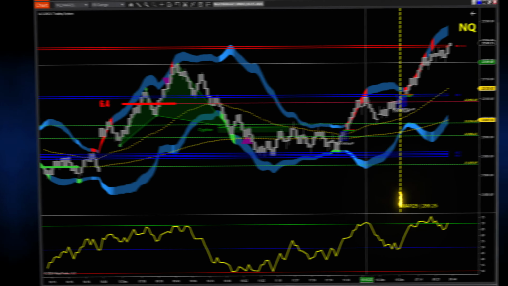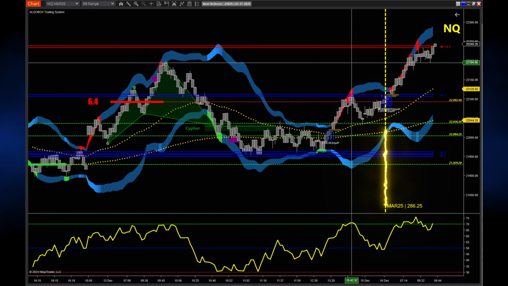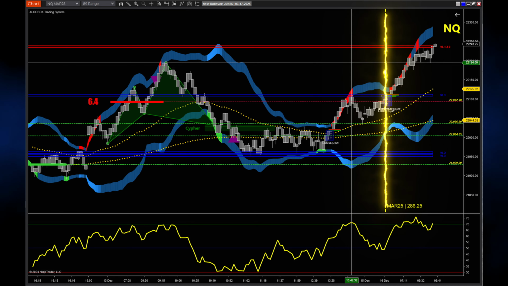AlgoBox simplifies rollover with its AlgoBox contract rollover indicator. It automatically plots vertical lines on your charts to mark rollover dates. No more guessing or memorizing dates. The indicator ensures you're always prepared.